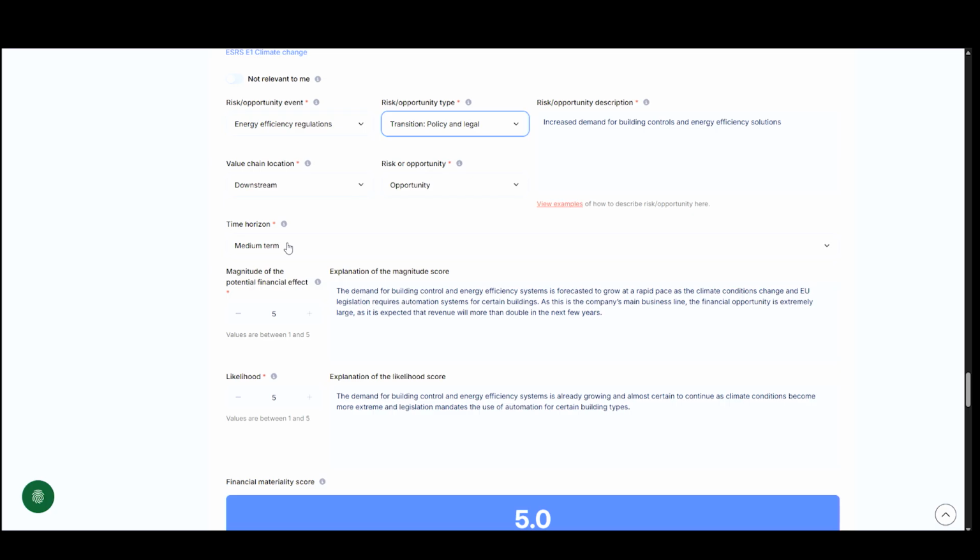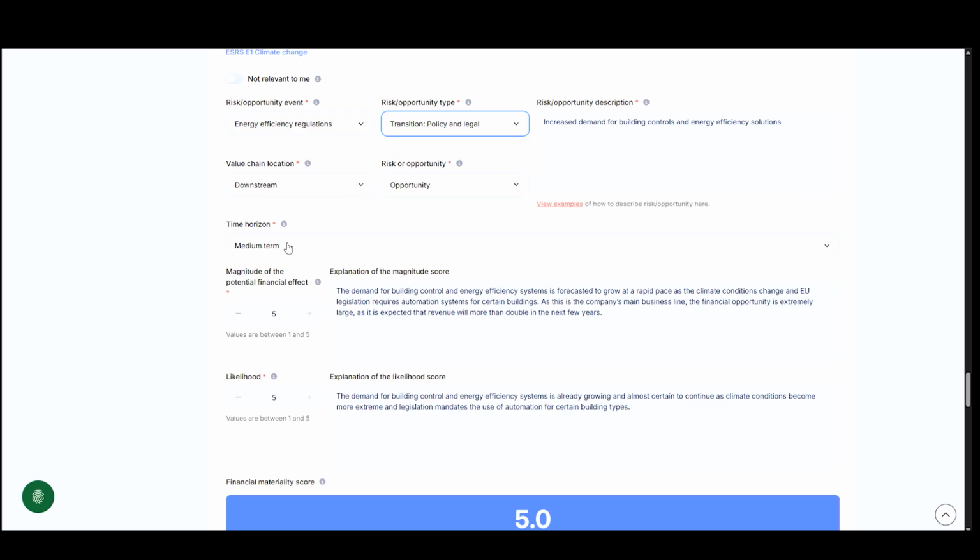So if we're talking about physical climate risks, the likelihood will be very different if we're looking at 1 year or 10 years. Also, the monetary amount will be very different. So in risks and opportunities, the time horizon is very important, so that when you're doing this assessment with more than one person, all of the assessors are on the same page of what period we're talking about when we're putting these numbers.